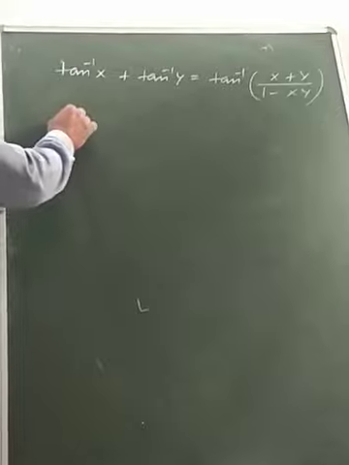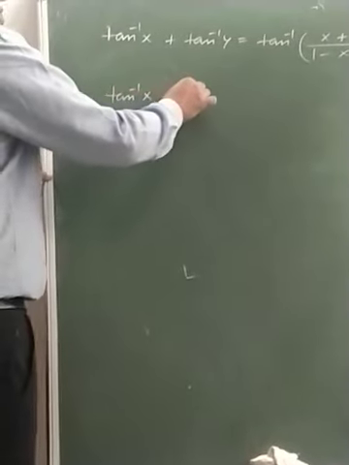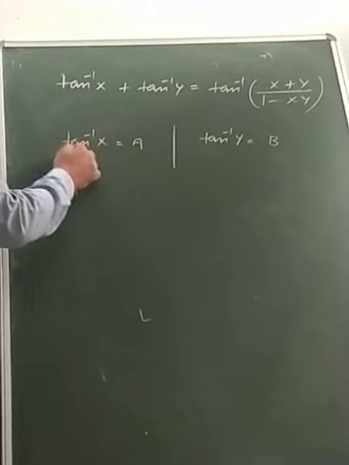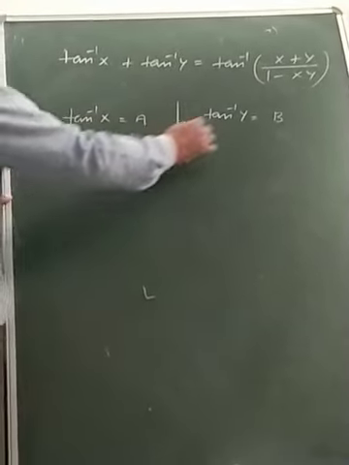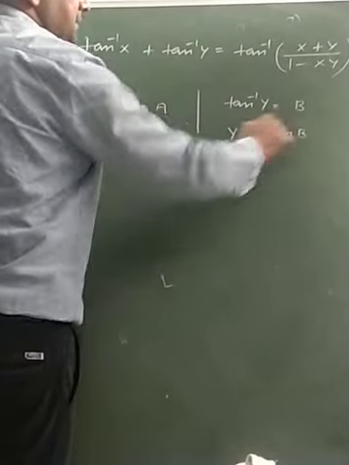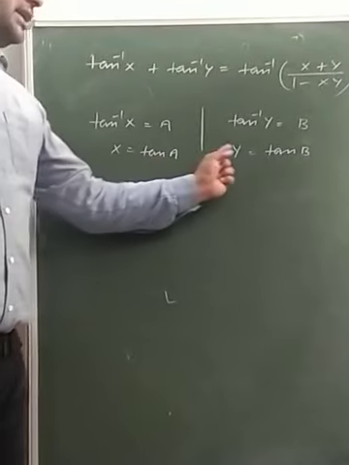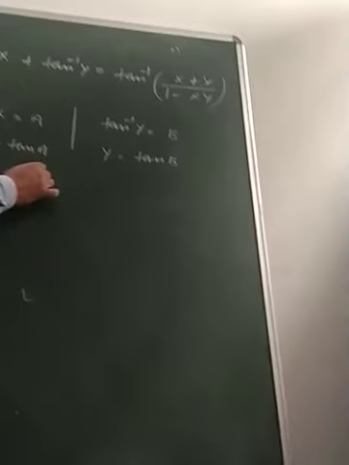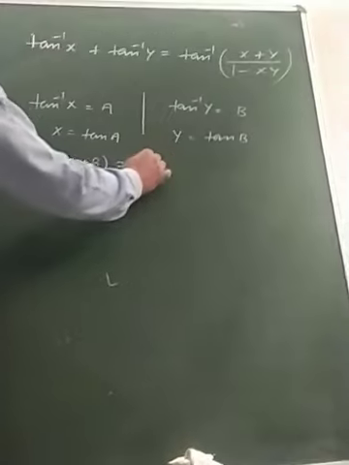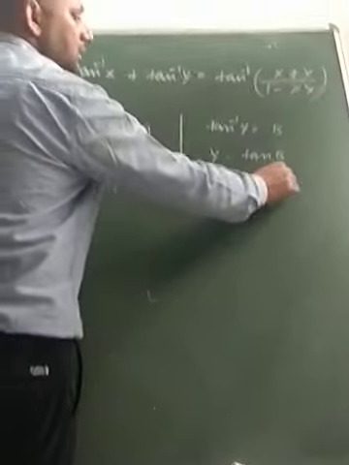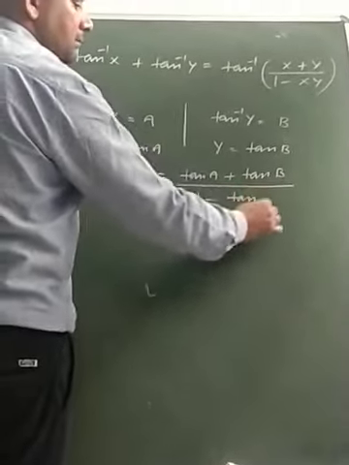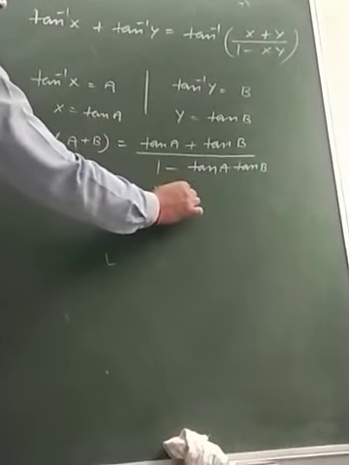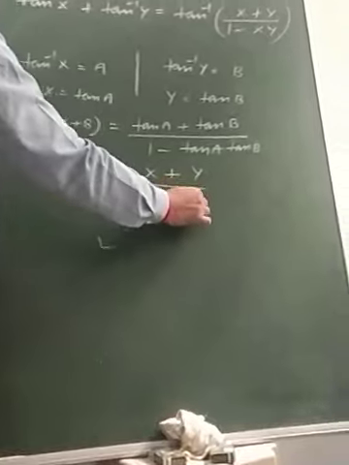Let me prove it. Suppose tan inverse x is A and tan inverse y is B. Here the value of x is tangent A, and the value of y is tangent B. We have x is equal to tangent A, y is equal to tangent B. Now in class 11, we have a property: tangent of A plus B is tangent A plus tangent B upon 1 minus tangent A tangent B. So you know what is tangent A? x, tangent B is y, and 1 minus xy.